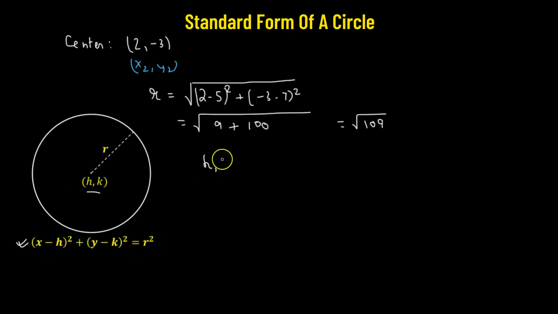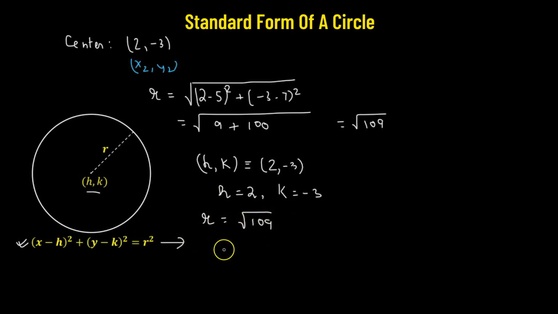So in our case, we have the center, which is the coordinate h, k. So that's 2, negative 3. Meaning our value of h is 2 and the value of k is negative 3. And then we also have the radius. So our radius r is the square root of 109. Now we can use this particular equation. So our equation will then be x minus h, so x minus 2 whole squared, plus y minus k. So k being negative 3, we have negative of negative 3, so that makes it positive 3. So y plus 3 whole squared, and that will be equal to the square of the radius. So the square of the square root of 109 will be 109.